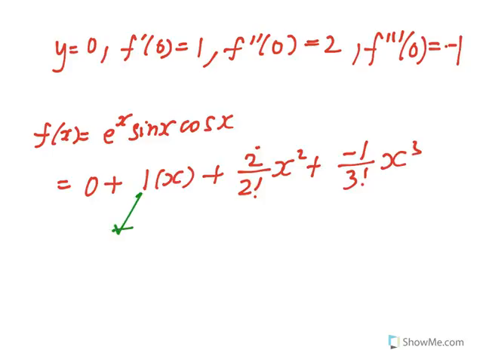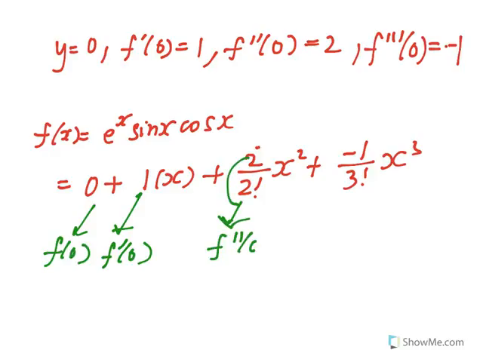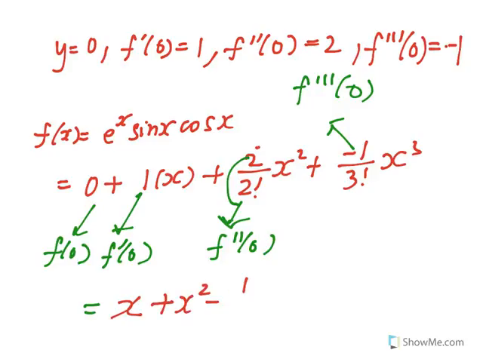So remember what is here. This is your f prime 0, this is the f(0), over here is the f double prime 0, and over here is the f triple prime 0. So all we're using is the Maclaurin expansion formula. With that, your answer is shown. The final answer will just be x plus x squared minus 1 over 6 x cubed.